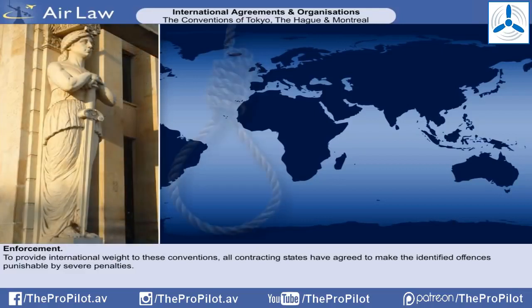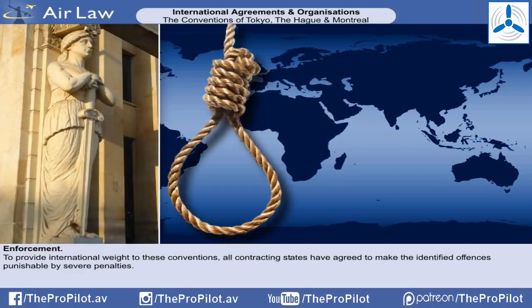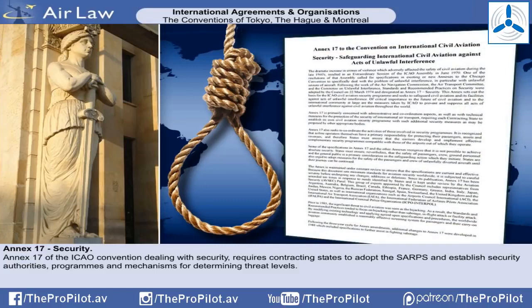To provide international weight to these conventions, all contracting states have agreed to make the identified offences punishable by severe penalties. You will recall that Annex 17 of the ICAO Convention deals with security and requires signatory states to adopt the SARPs and establish security authorities, programs and mechanisms for determining threat levels.